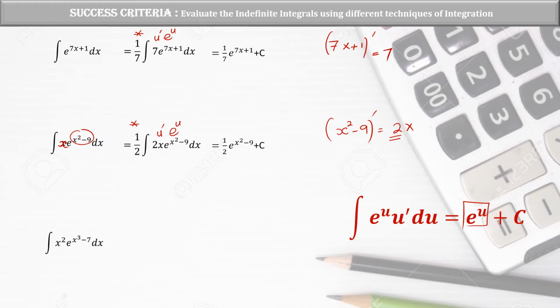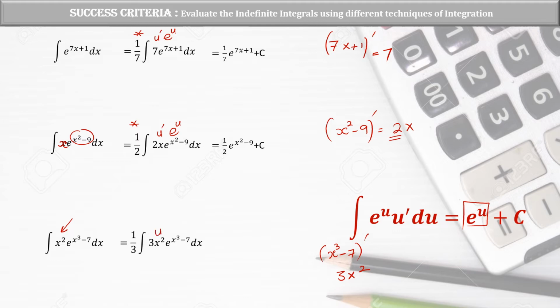Let's practice one more. So focus on the power, that is x cube minus 7. The derivative of x cube minus 7 is 3x square, and you can see closely that 3 is missing. X square is present whereas 3 is missing. So multiply and divide the 3. Write 1 over 3 outside the integral sign and 3 inside.